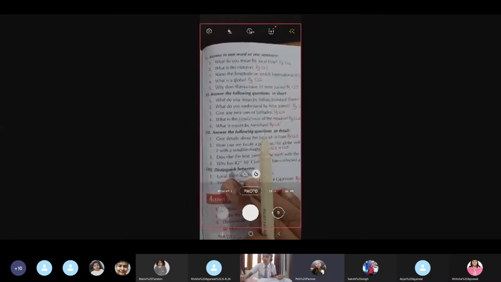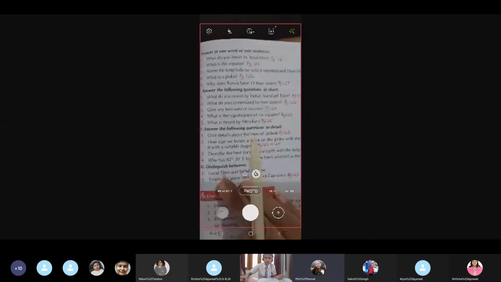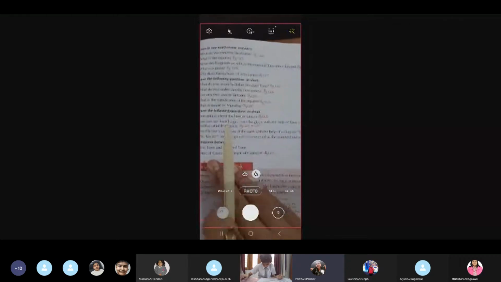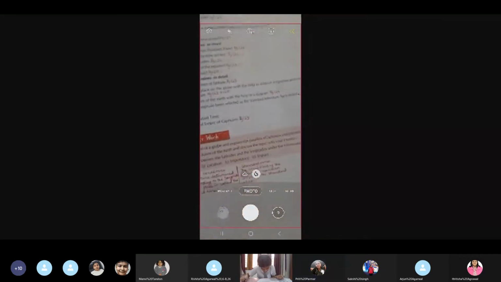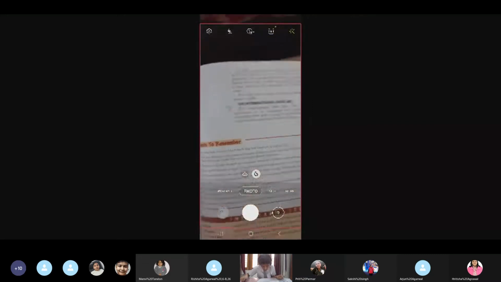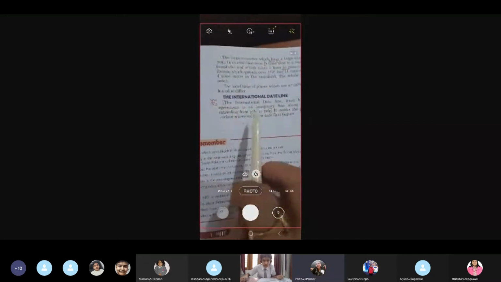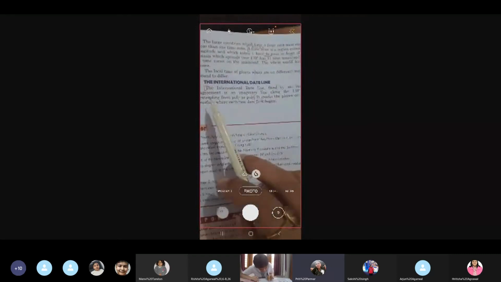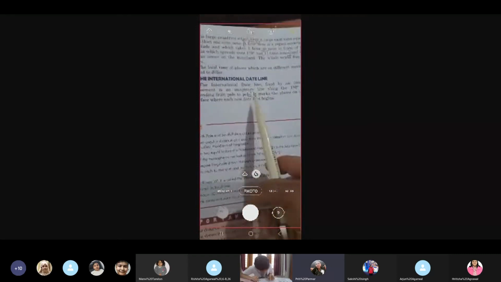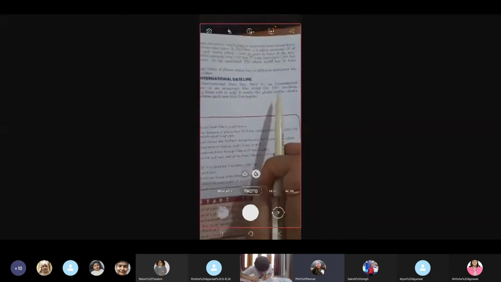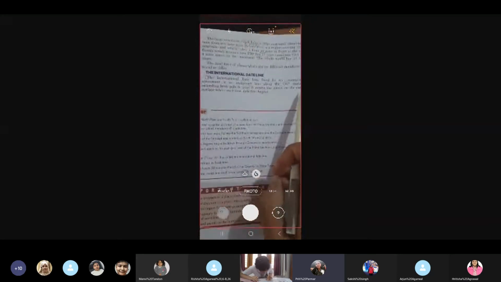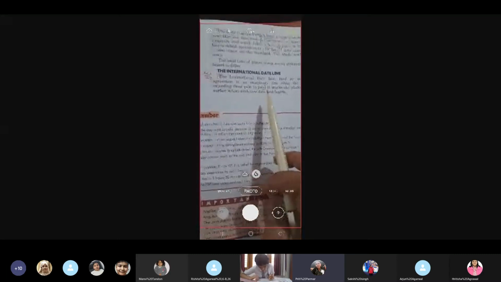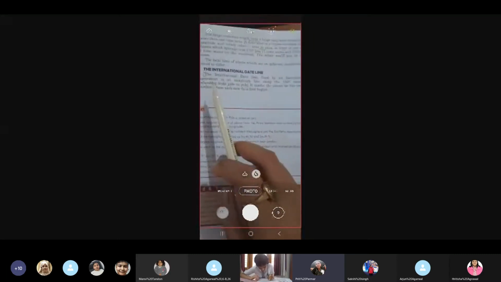5.3. Name the longitude on which international dateline is located. Page 127. The international dateline fixed by an international agreement is an imaginary line along the 180 degrees meridian extending from pole to pole. This is your 5.3.